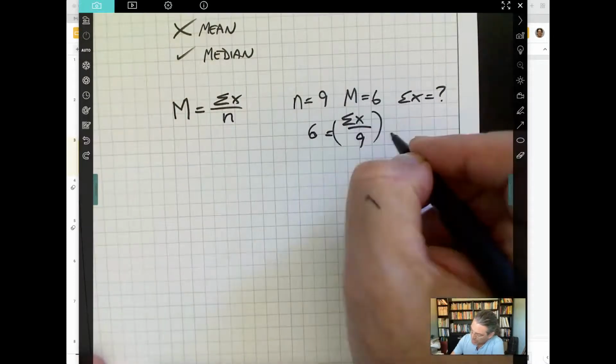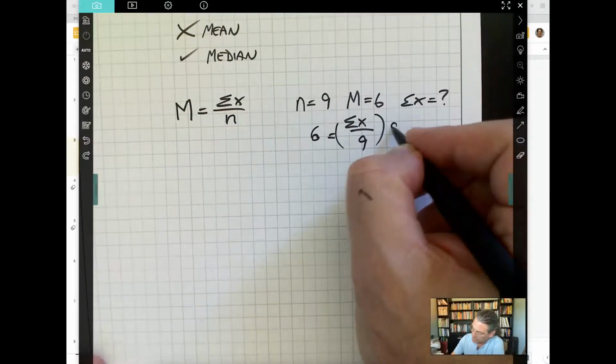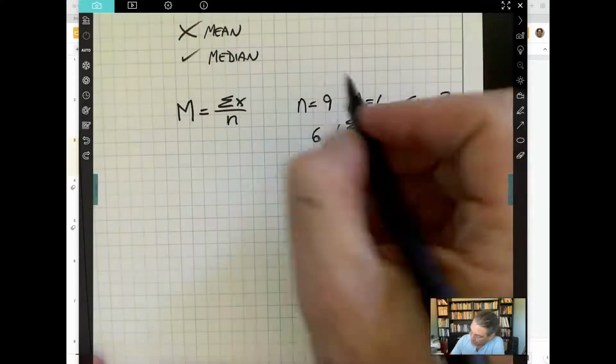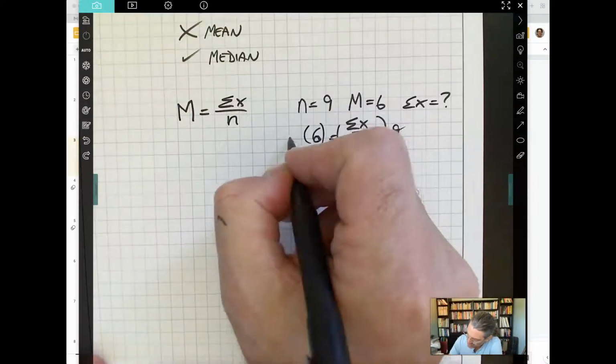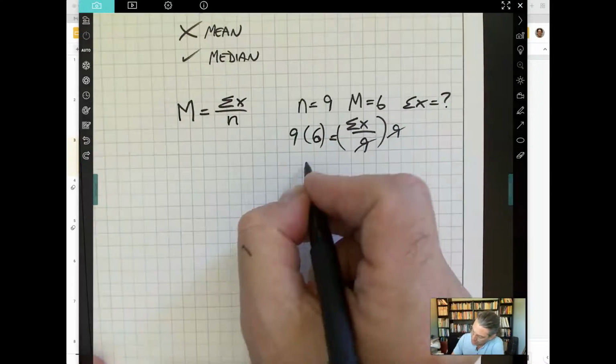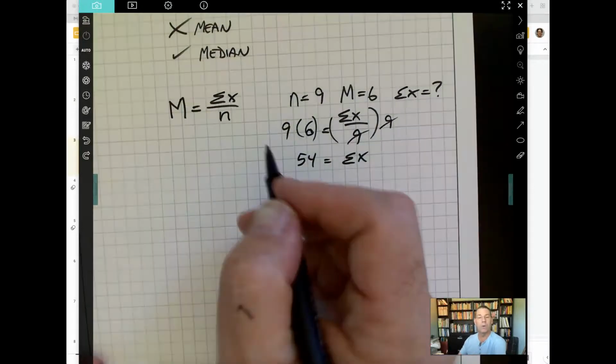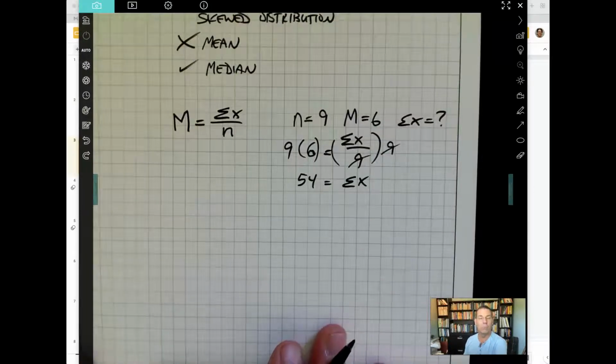Okay, but thankfully that's what we're looking for. So now I just have to use algebra to get rid of the 9 here. To do that, I multiply that side by 9. Those 9s will cancel out. When I do that to one side, I have to do it to the other side as well. And so we get a sum of x of 54. So all the scores add up to 54, right?